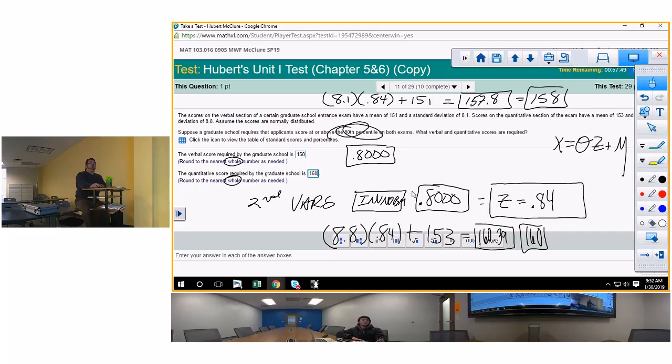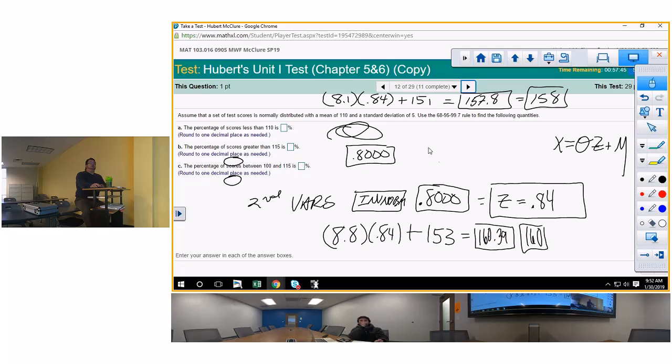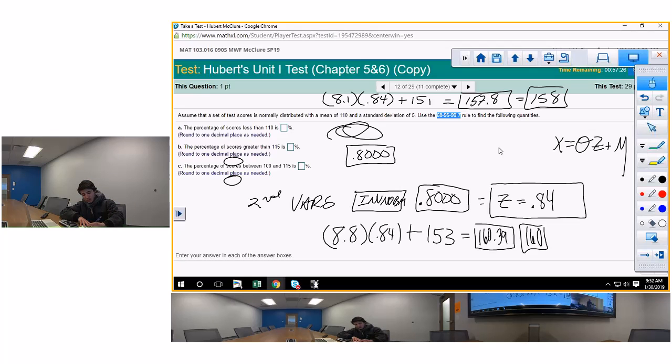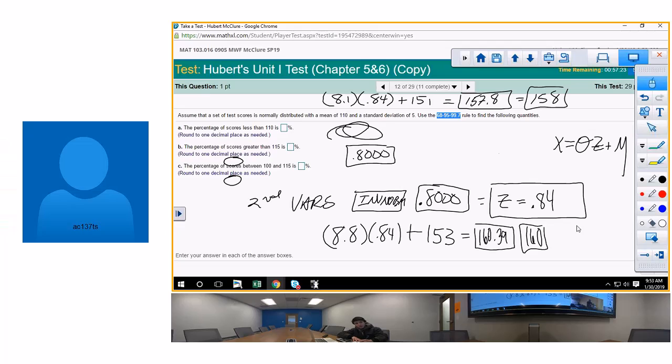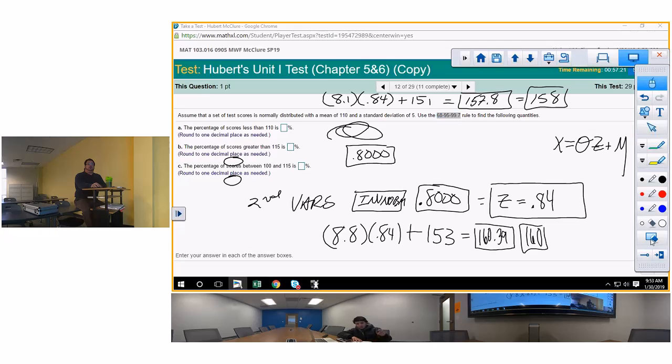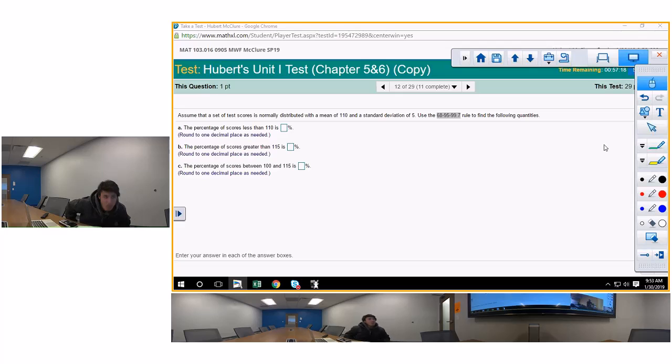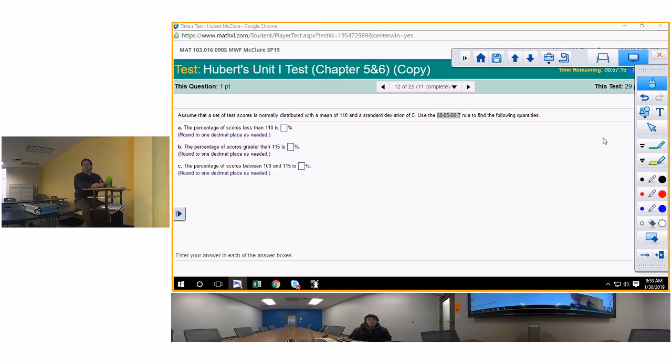Next question. Trying to get through everything. All right, this is empirical rule. There it is, right there. I'm not going to go through this one. You just draw it, and you tell what percentage based on the empirical rule, based on 34, 13.5, 13.5, and 2.5. Trying to hurry because we only got 10 minutes.